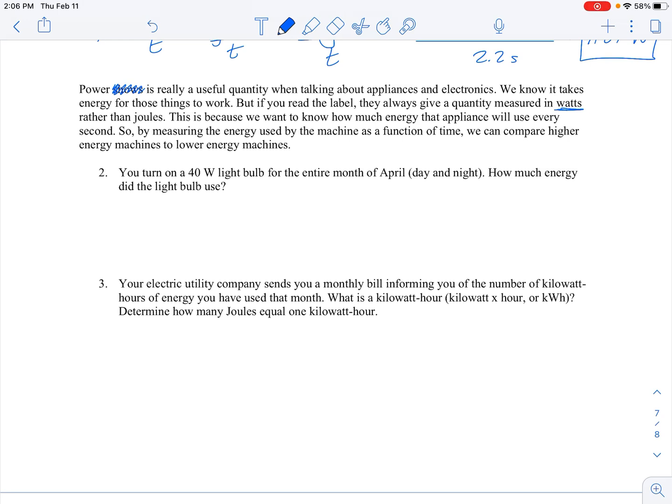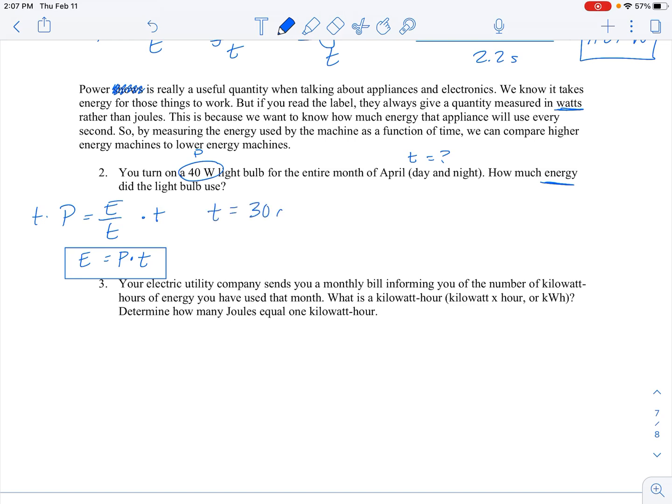You use a 40-watt light bulb for the entire month of April, day and night. How much energy did the light bulb use? Okay, so first of all, power is energy over time. And if I multiply both sides by time, what I get is that energy is equal to power times time. So that's an important rearrangement of the formula. To figure out how much energy the light bulb used, I'm going to take the power and multiply by time. Let's figure out the time.